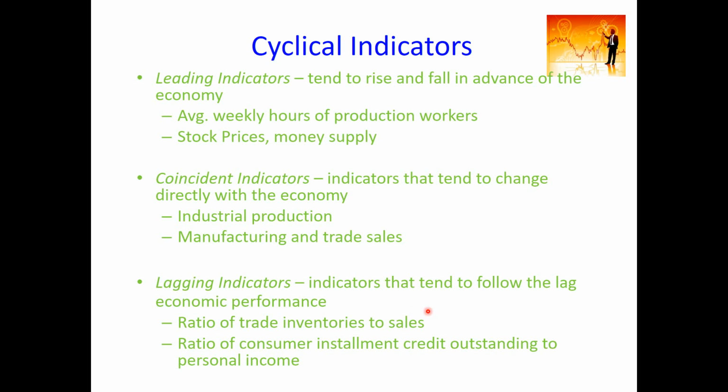And the last type of indicators are lagging indicators. Lagging indicators tend to follow or lag economic performance. So you can say that these indicators change following the economy. They include the ratio of trade inventories to sales and the ratio of consumers' installment credit outstanding to personal income.